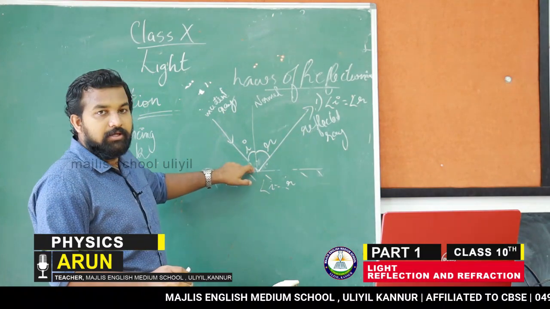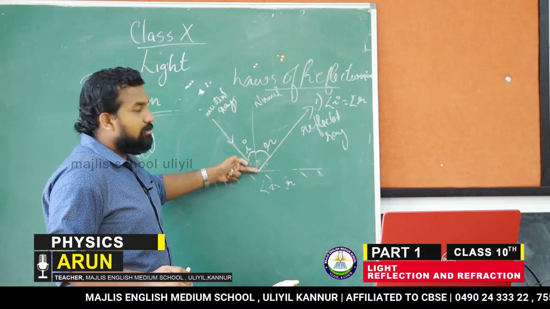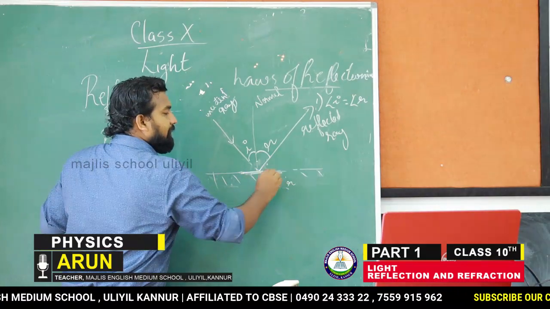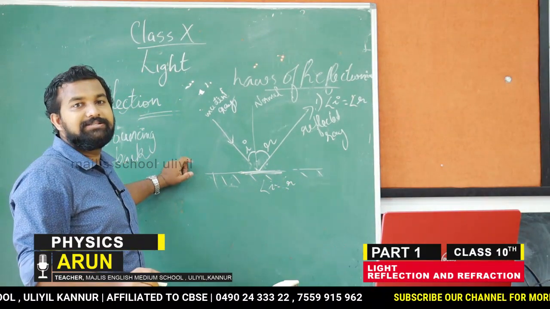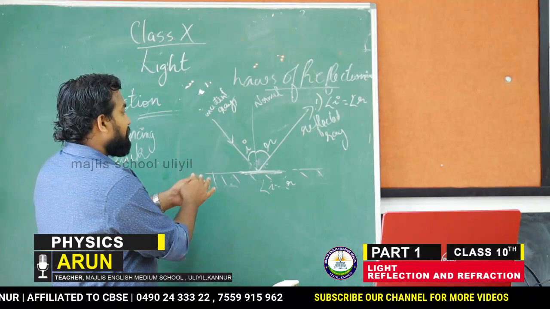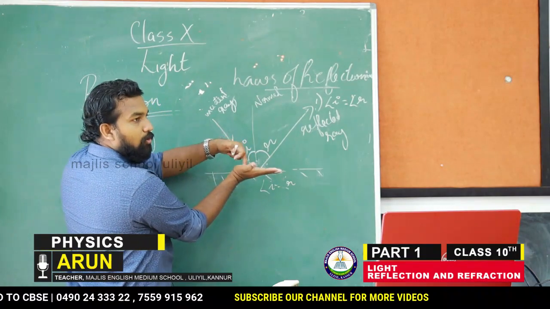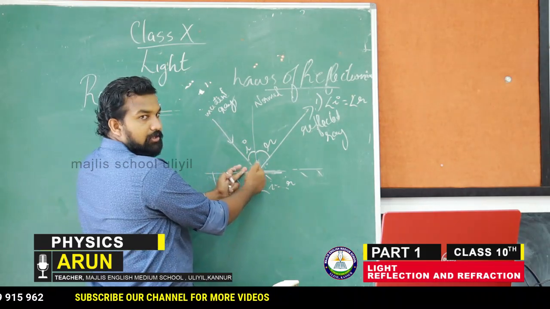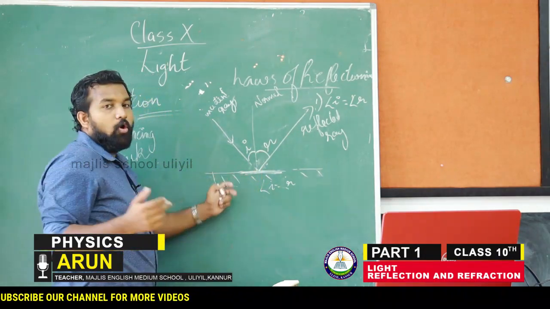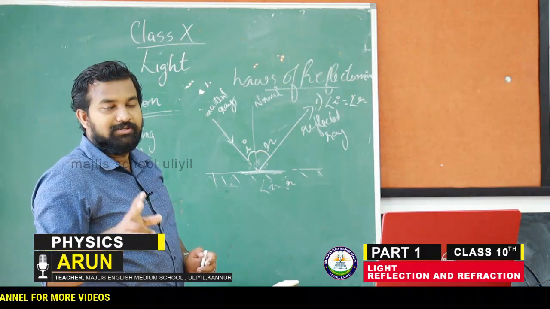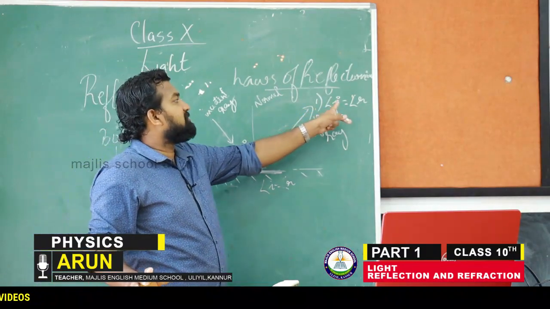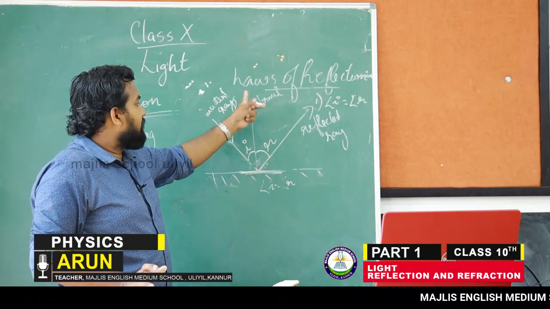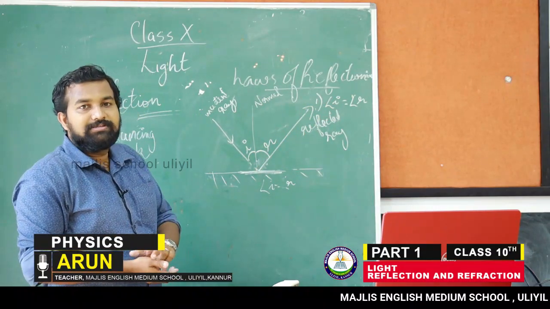The incident ray, the reflected ray, and the normal all lie in the same plane. Everything will be in the same plane. Okay, so the incident ray, the reflected ray, and the normal all lie on the same plane. So this is the second law. The first law is angle of incidence is equal to angle of reflection. The second law is the incident ray, the reflected ray, and the normal all lie on the same plane.